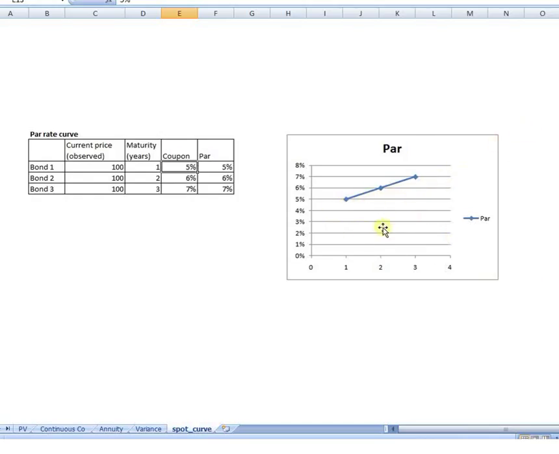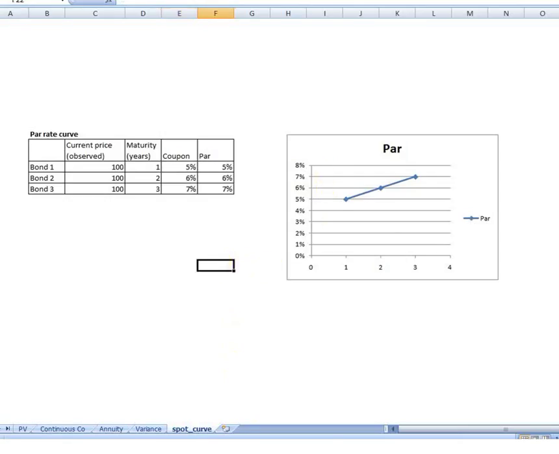Okay, so you may ask what's the purpose of the par curve. It's very useful in the sense that, assuming you're going to lend somebody $100, say for a period of 2 years, the question is, what is the coupon that you're going to charge the other person? Straight away from the par curve, you can look at 2 years and see that this is 6%. So you're going to tell him, okay, I'm going to charge 6%. That's the purpose of a par curve, and it's very straightforward.